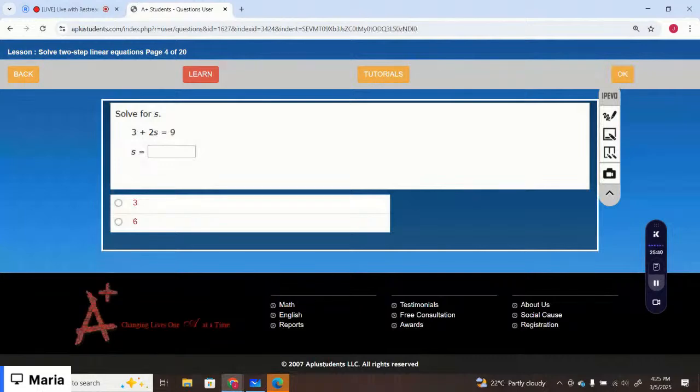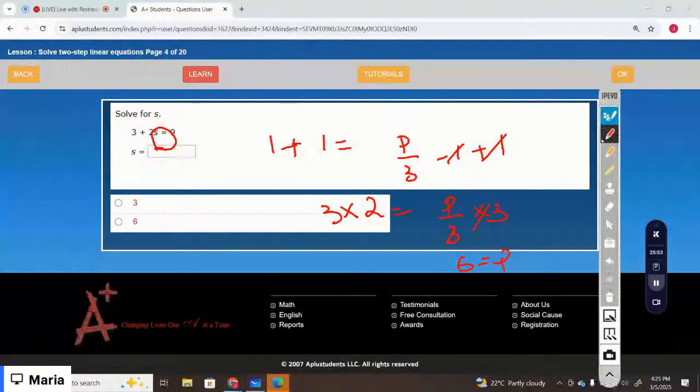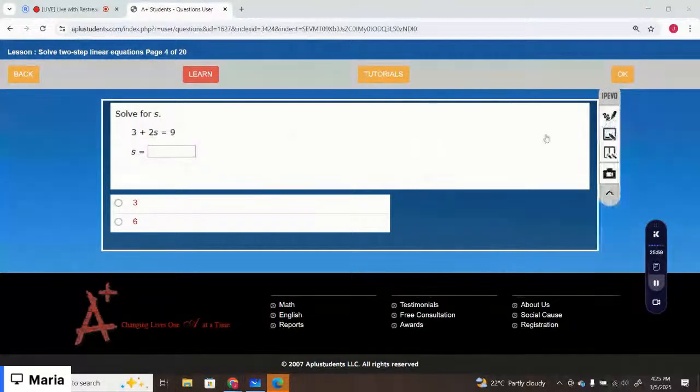P plus 2S equals 9. Okay. Option number 1 is the correct option. 3 it is.